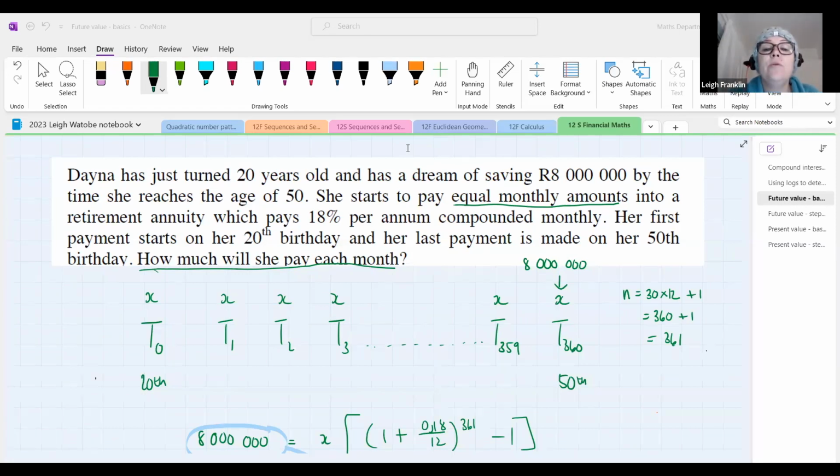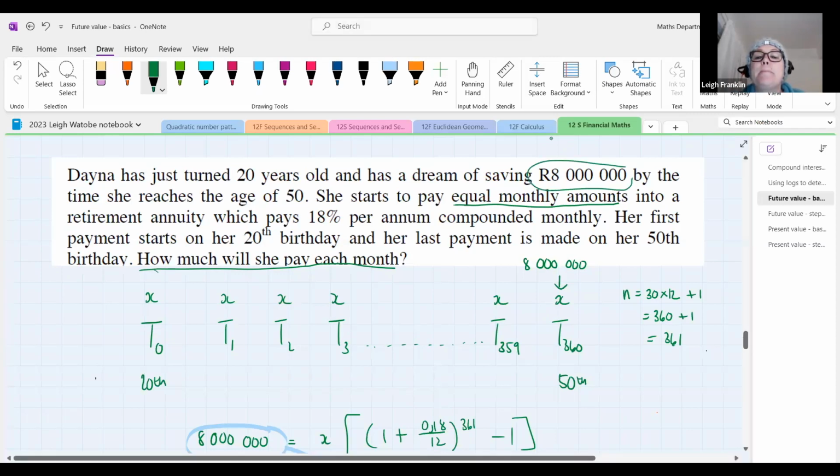But how do we know when we are given F from the statement? Oh, okay. You see, again, you've got to read it very carefully. So Dana's just turned 20 and has a dream of saving 8 million Rand. That means she wants that 8 million Rand as her future value. That's what she wants to save up by the time she gets to 50. So she wants a future value of 8 million Rand when she turns 50. So that's how we know that F is 8 million.